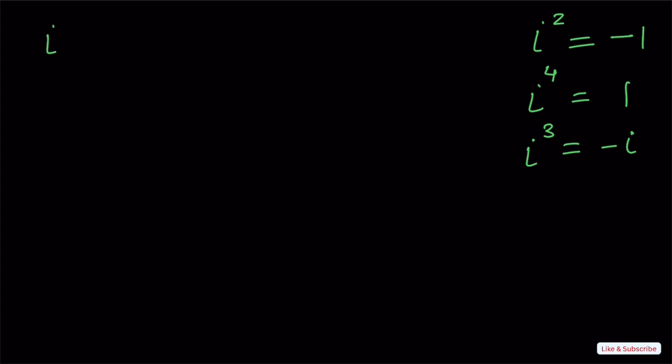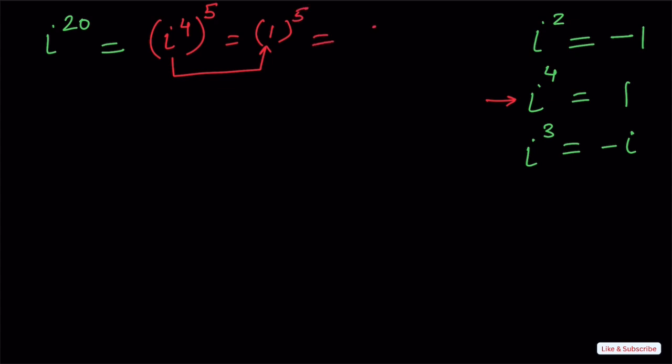Find or evaluate i raised to the power 20. As I told you, my first preference is i raised to the power 4. Now what should be the power of i raised to the power 4 so as to get i raised to the power 20? What should I multiply with 4 to make it 20? That's 5, because when there's a power of a power, you multiply them. Now plug in the value for i raised to the power 4, which is 1 raised to the power 5, and 1 raised to the power 5 gives you 1 as the answer.